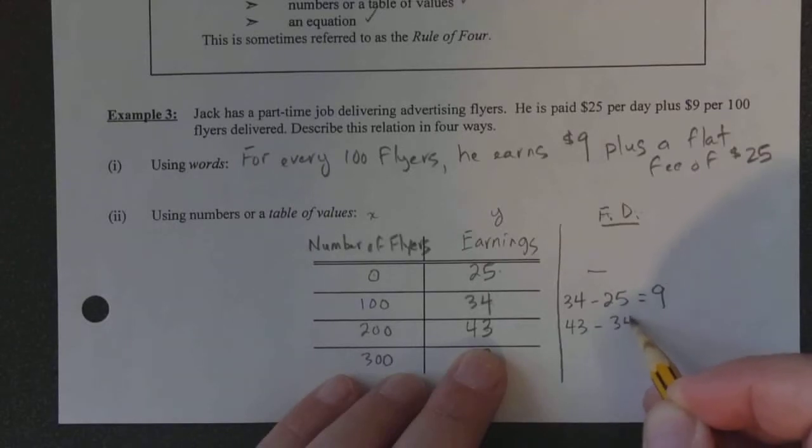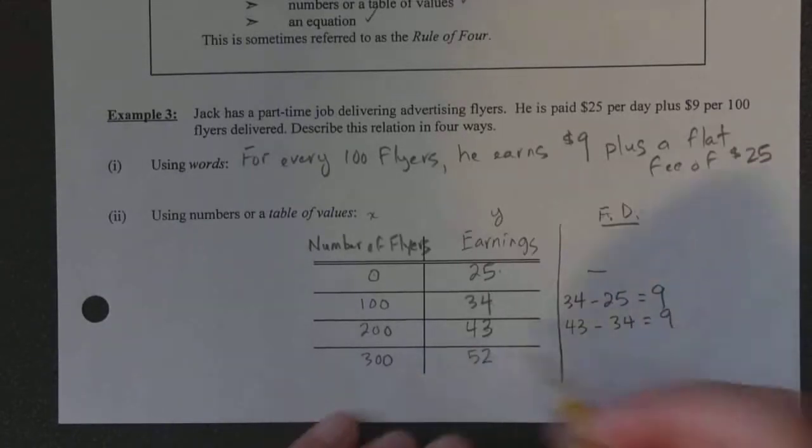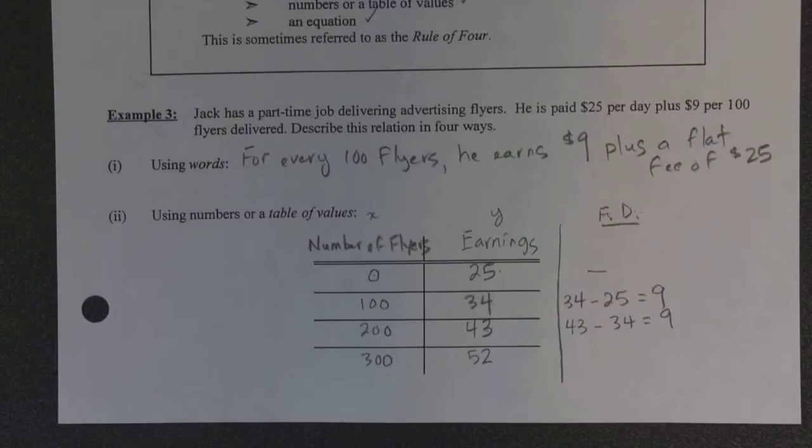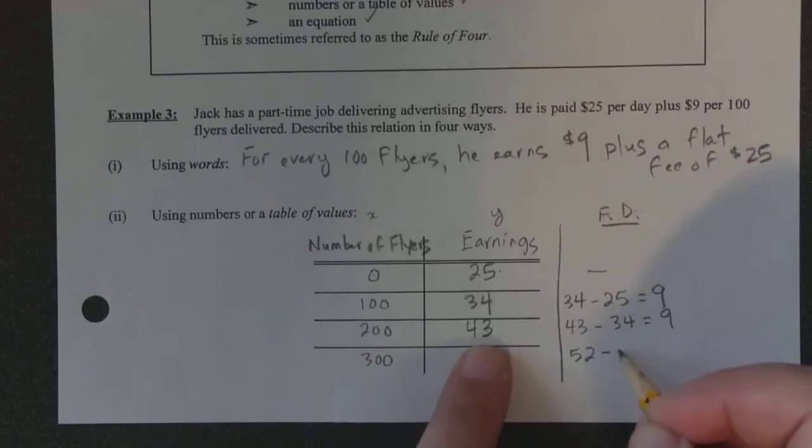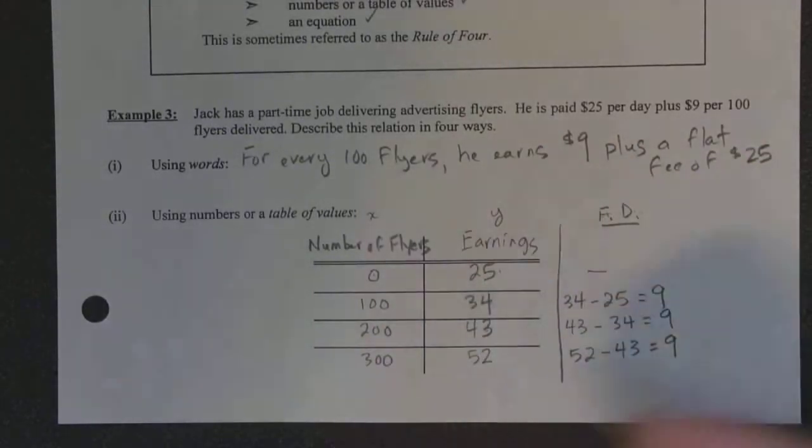Third one minus the previous one. And there's no negatives here, so you don't have to worry about brackets. That's the good news. Last one, subtract the previous one.